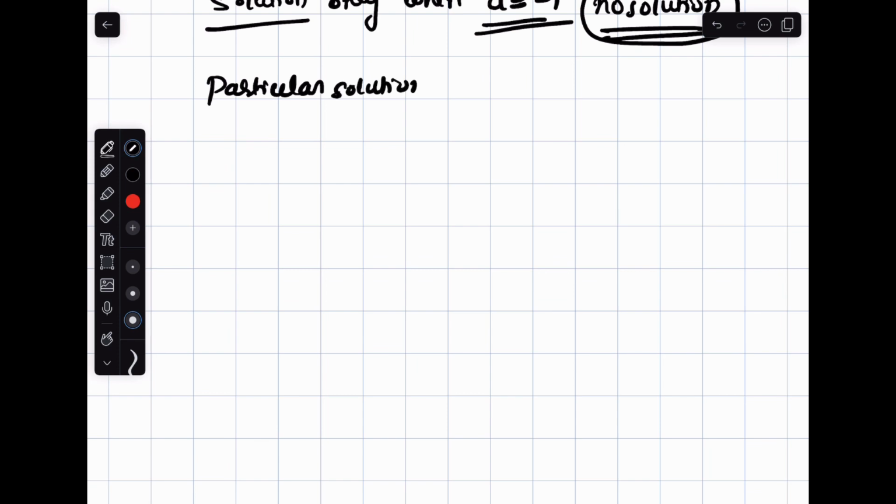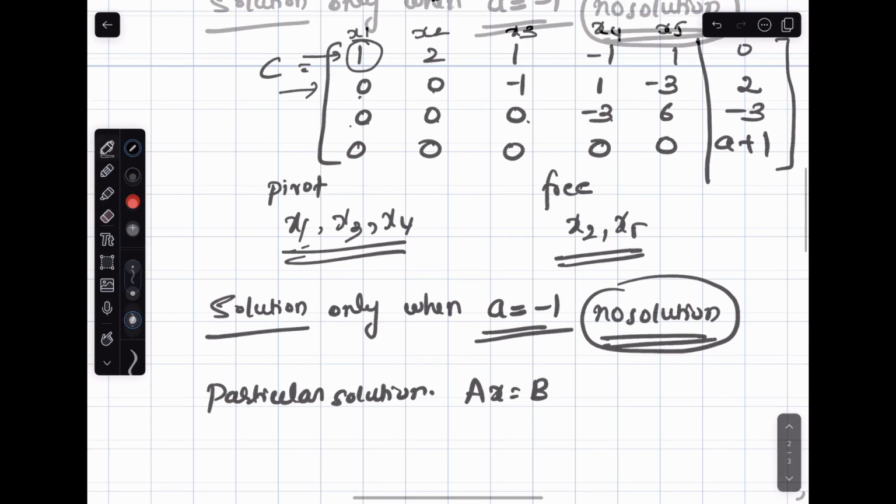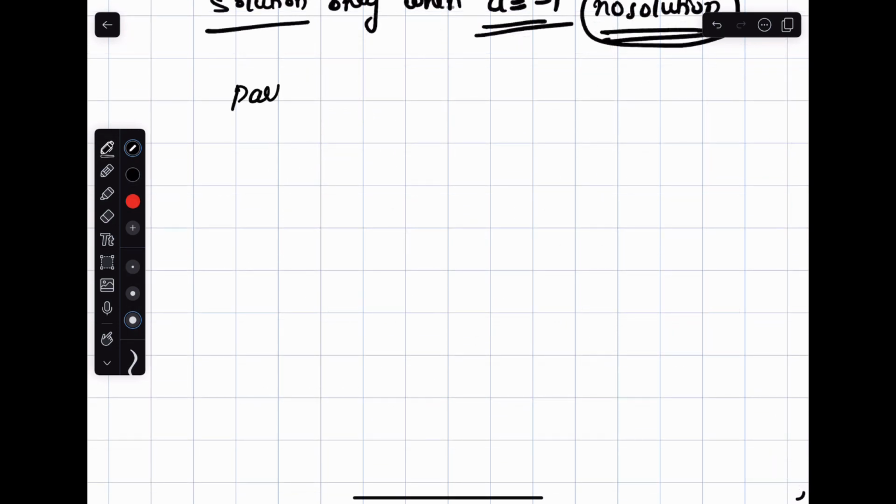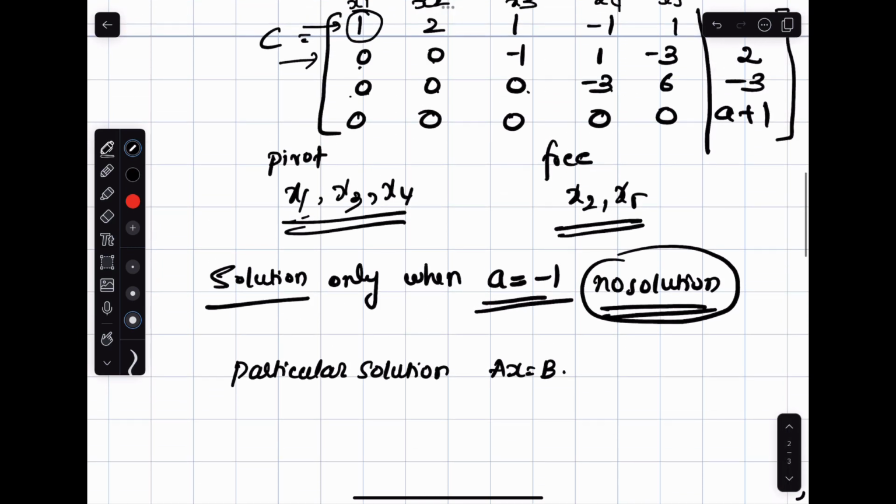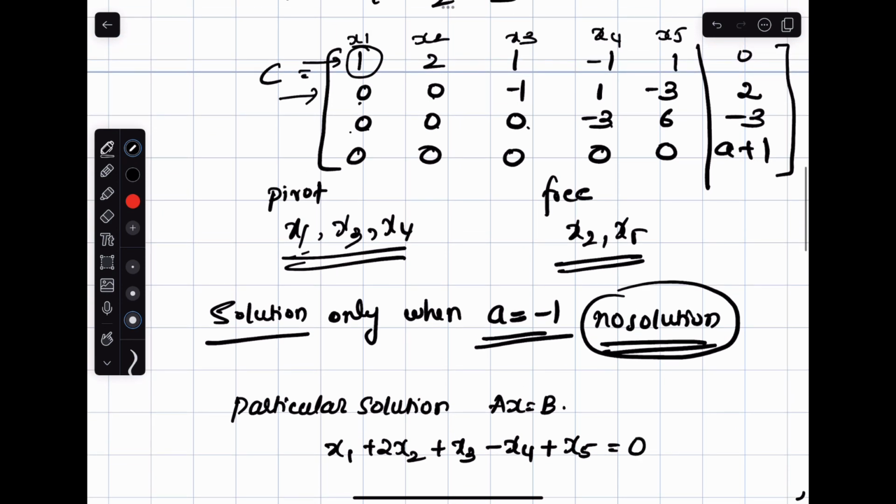So what is a particular solution? Ax is equal to b form. Okay, let me write it down. We are finding the particular solution, and we already know the formula for it, that is Ax is equal to b. Whatever manipulation we do will be with the free columns, so x2 and x5 are the free columns. Before that, let me write the equation seeing the augmented matrix. So x1 plus 2x2 plus x3 minus x4 plus x5 is equal to 0.